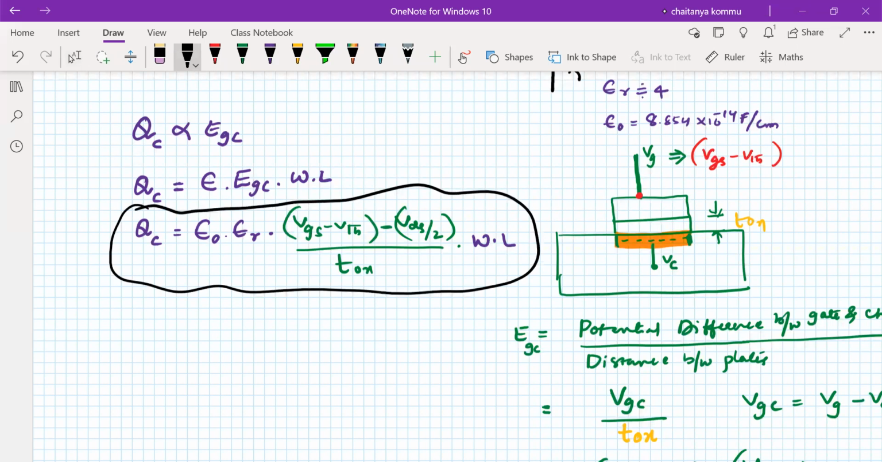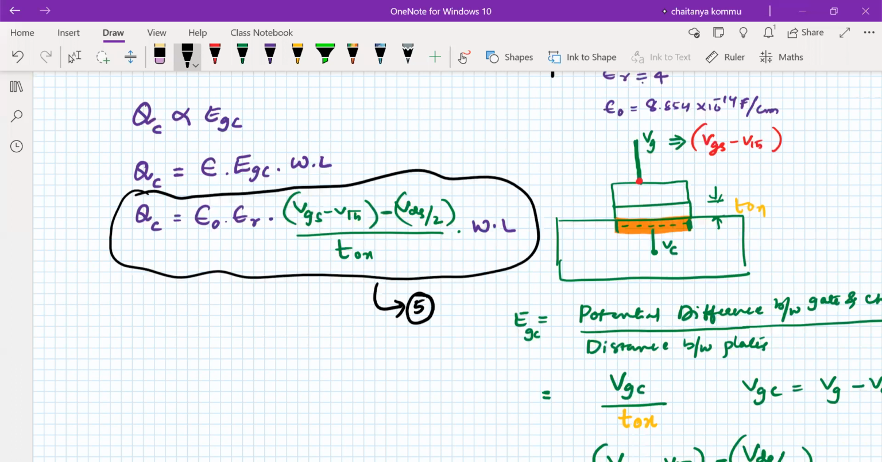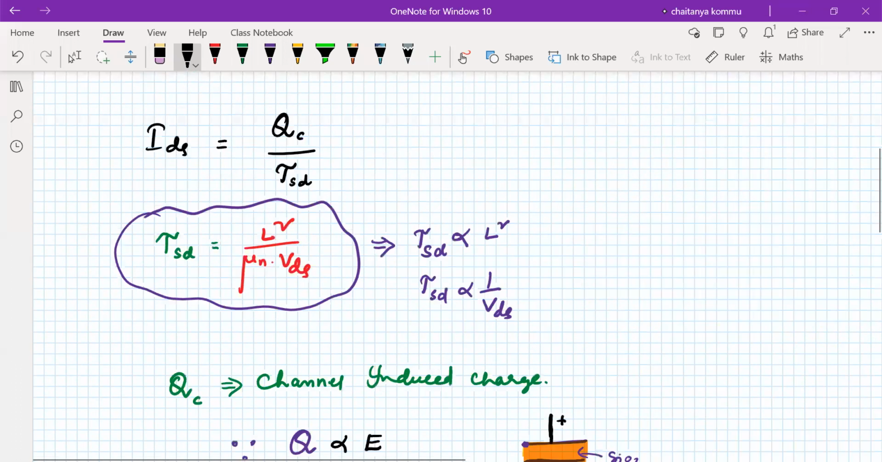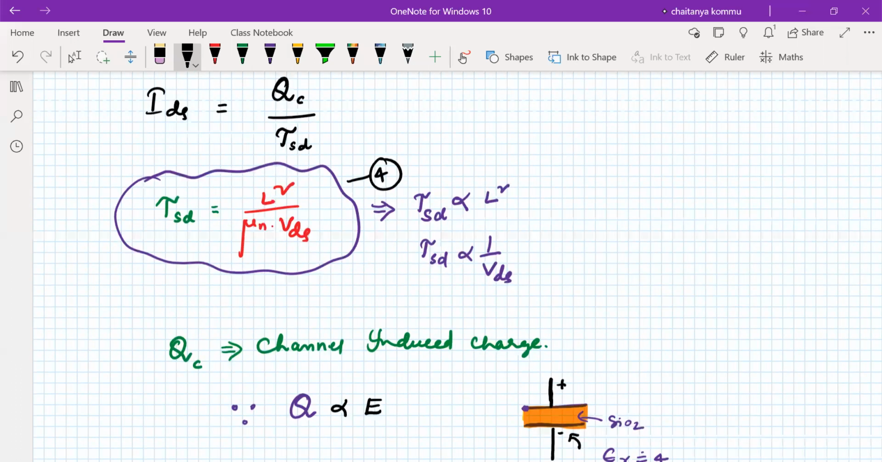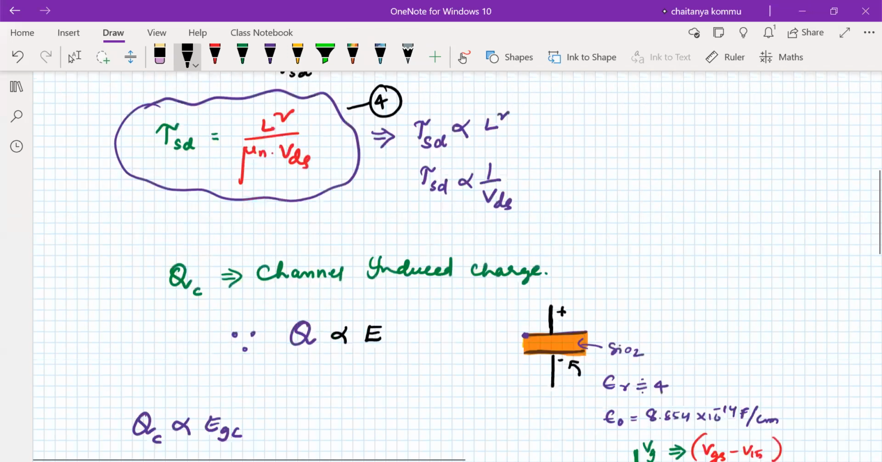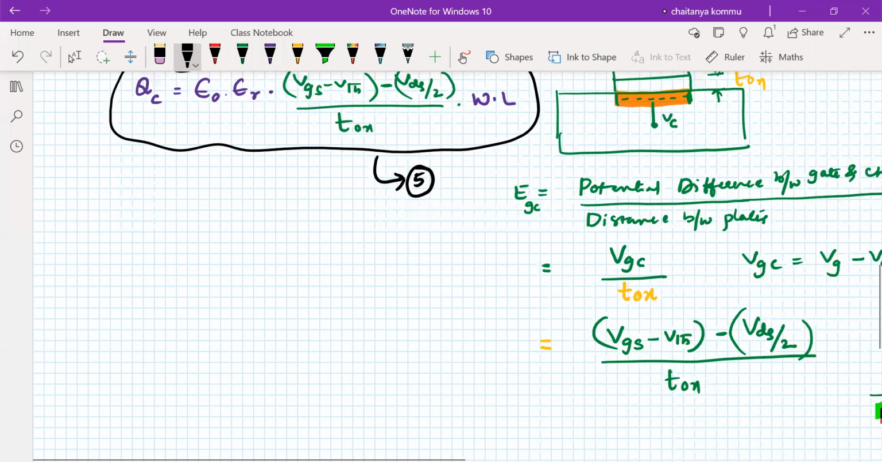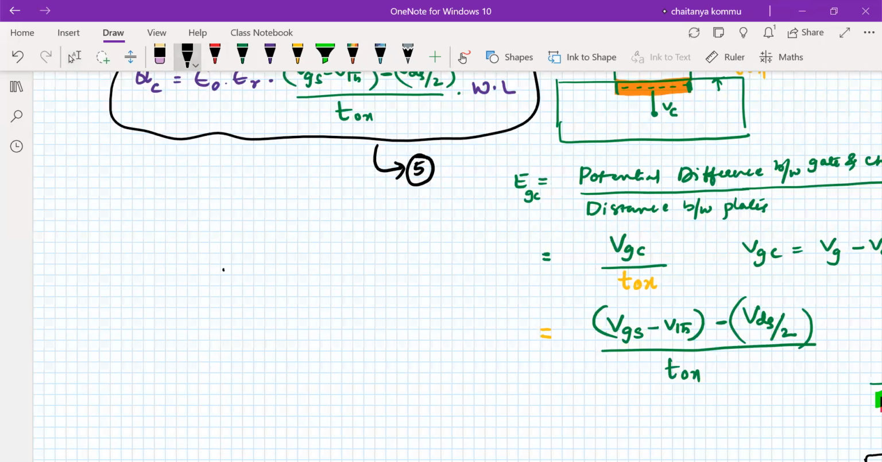So everything is possible now here. This is the fifth equation, equation number 5. Now substitute. In the previous class it was mentioned that this is the fourth equation. Substitute 4 and 5 in the original equation, in the basic equation. Substitute.